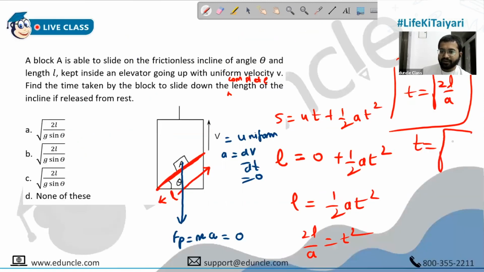Time taken is how much? Under root of 2L upon acceleration, which is g sine theta. Answer is option... Okay, sorry. All of them are the same.